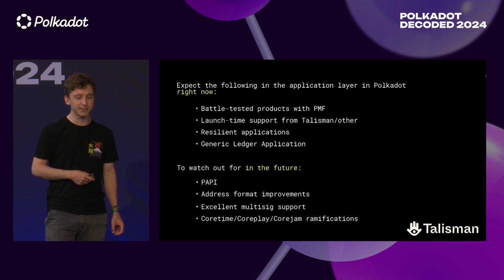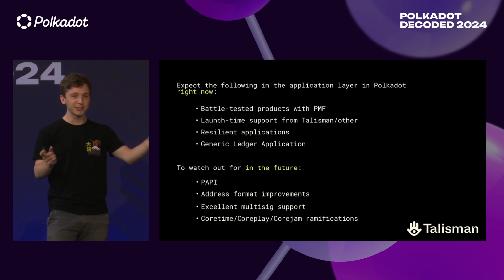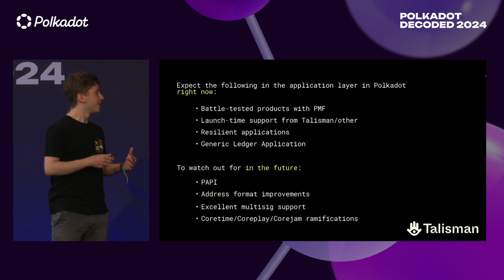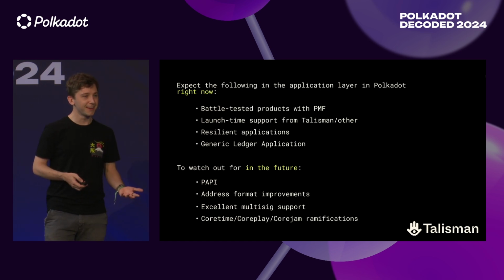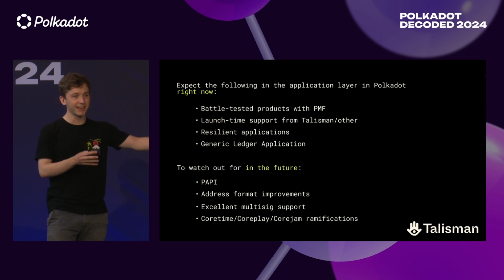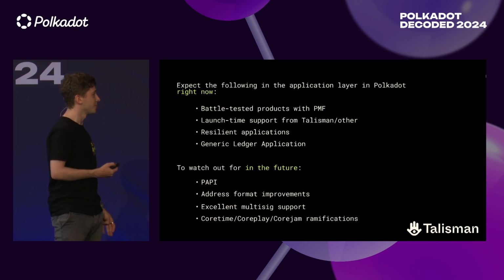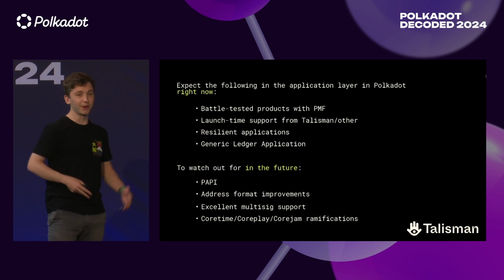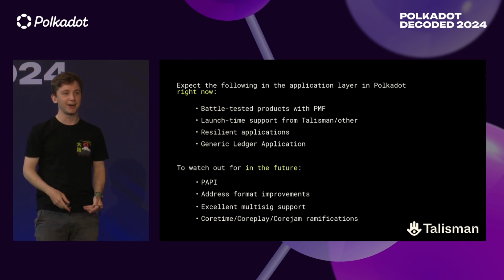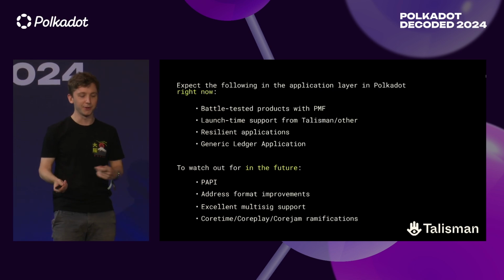I think we can expect some improvements to the address formats. Substrate chains often have different address formats, and there's some discussions about improving the experience in the application layer pretty soon. There's now excellent multi-sig support. This is something that there hasn't necessarily been in the past, but we're definitely getting there as an ecosystem with some really good multi-sig tools. And we've got everything coming downstream from Parity with the changes to how the Parachains protocol is working and how cores are going to be utilized.